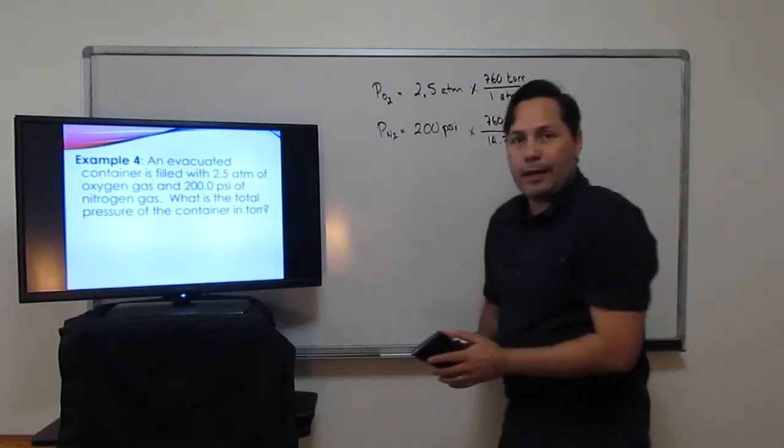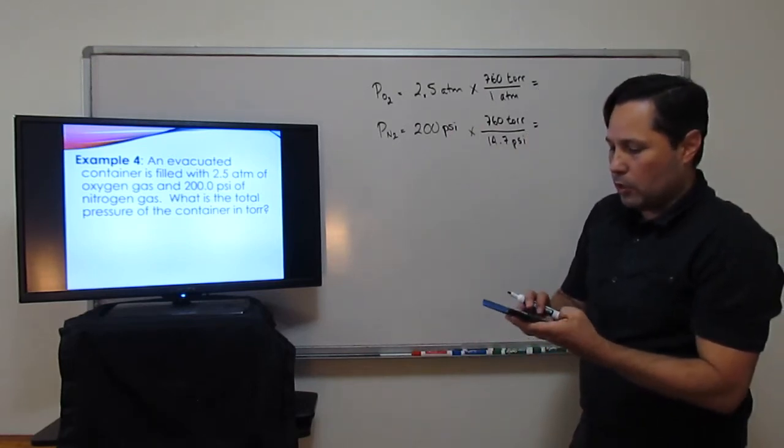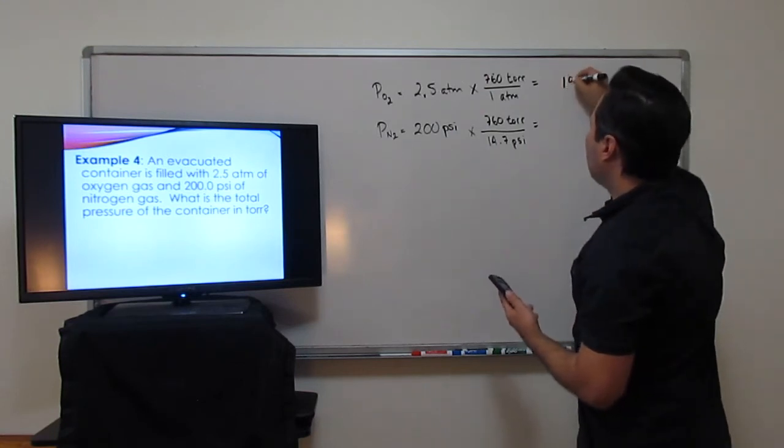From there, we just get our calculator, and now we can change them to torr. So the first one is 1900 torr.